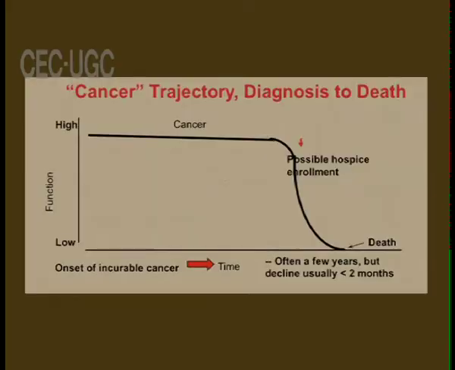Going to the examples of dying trajectories, first the example of the cancer trajectory. In this you have the functioning level of the patient and also time. You can see that initially the functioning level of the patient is high, and as the disease, cancer, progresses, there is a sudden decline in the functioning level which results in death.